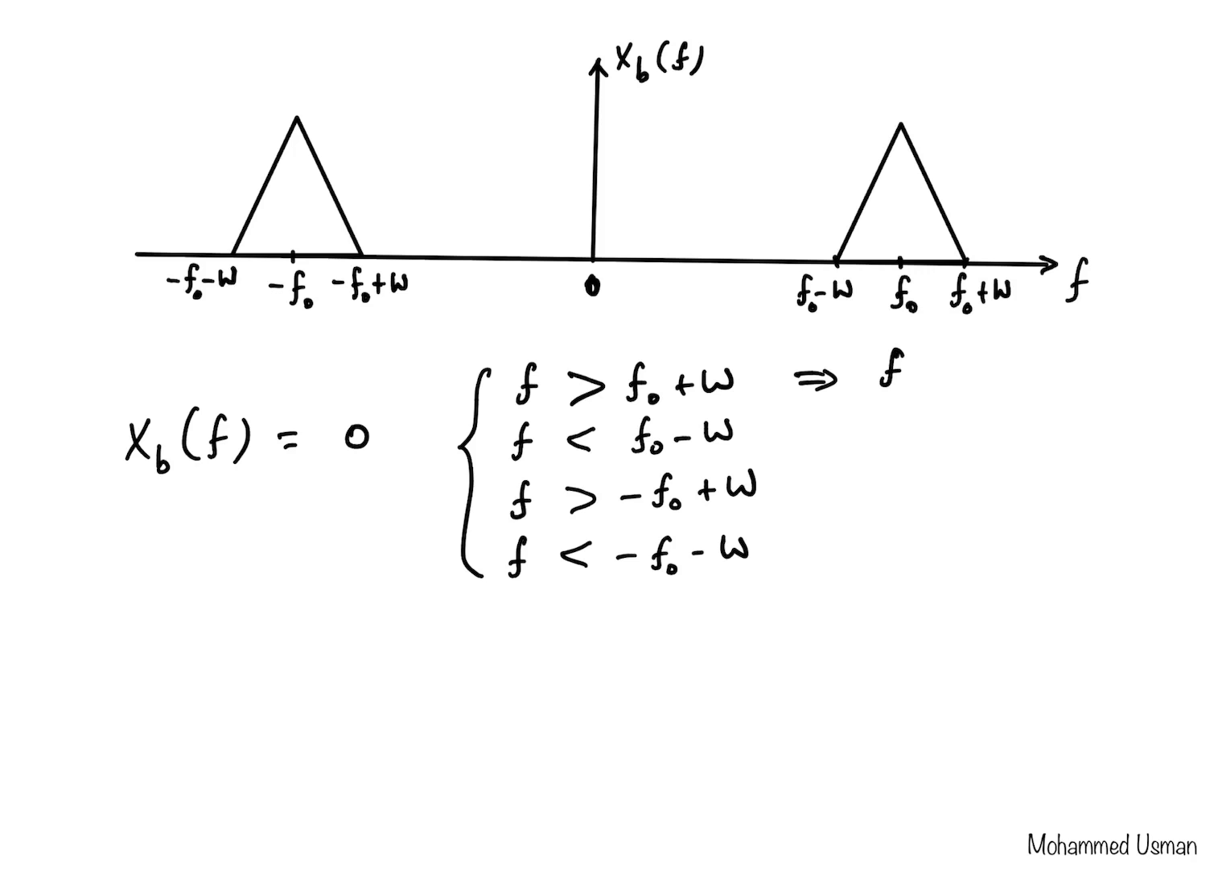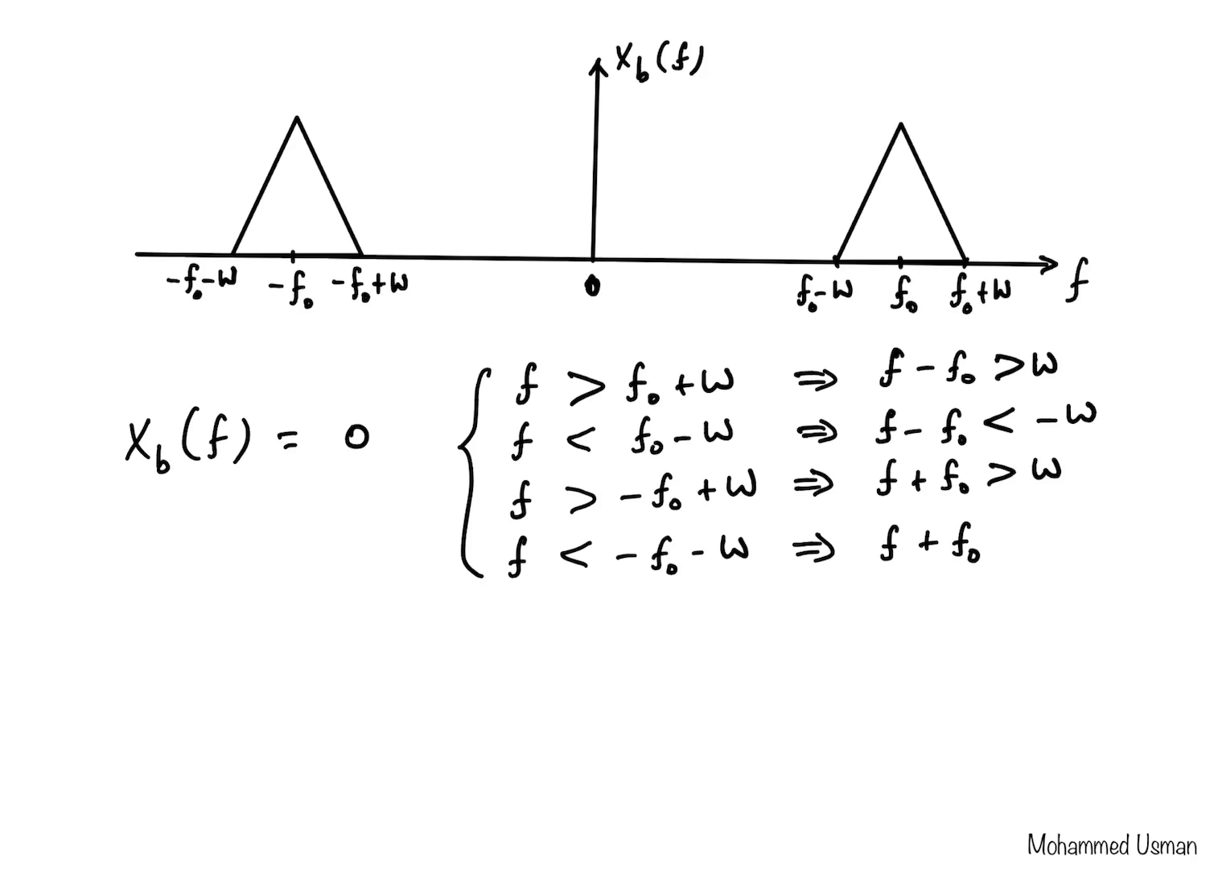this, we can write as f minus f0 is greater than W. This is an equivalent way of saying that f minus f0 is less than minus W, and this can be equivalently said as f plus f0 is greater than W, and the last one is an equivalent way of saying that f plus f0 is less than minus W.